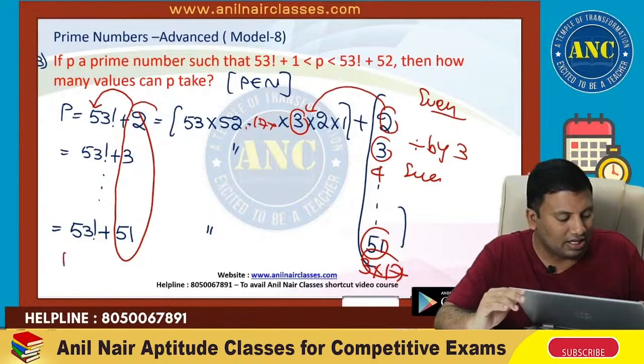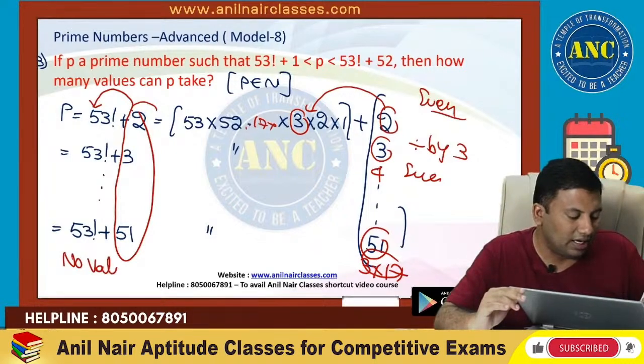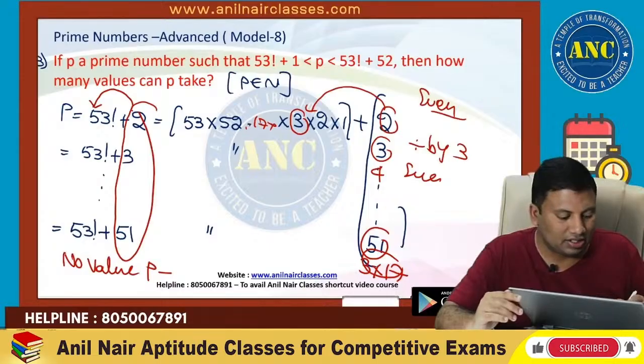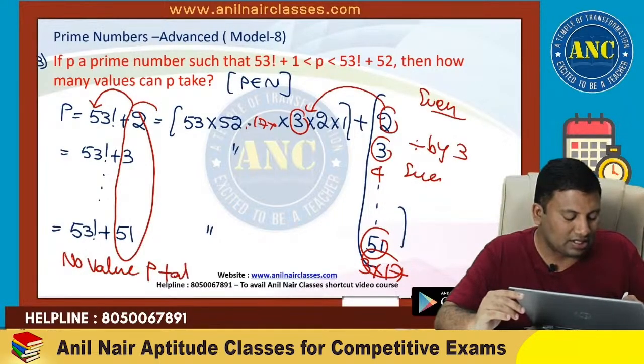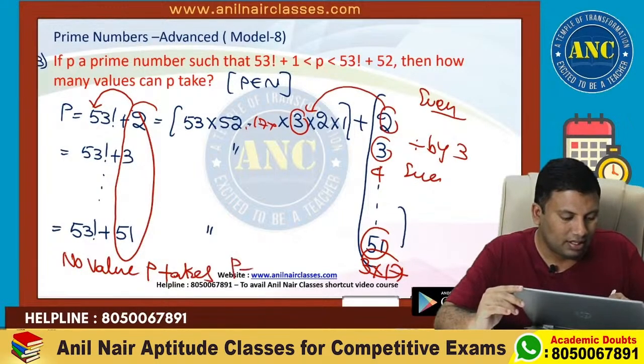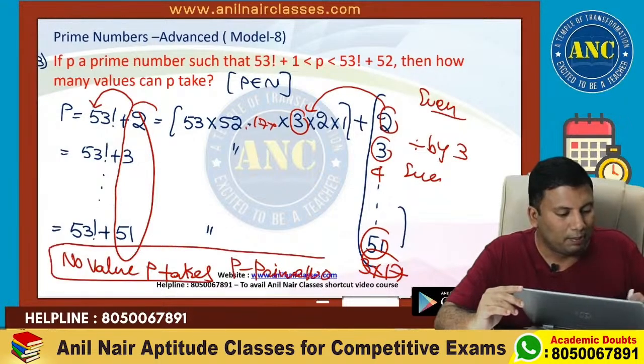So the answer is no value p can take. No value p takes such that p is a prime number. No prime number values p can take.